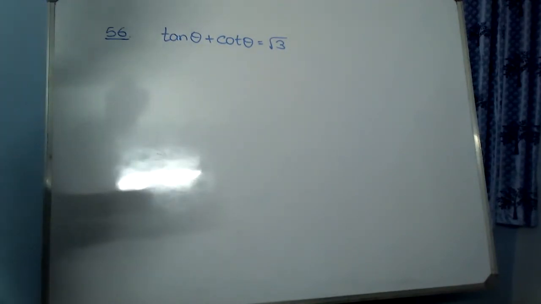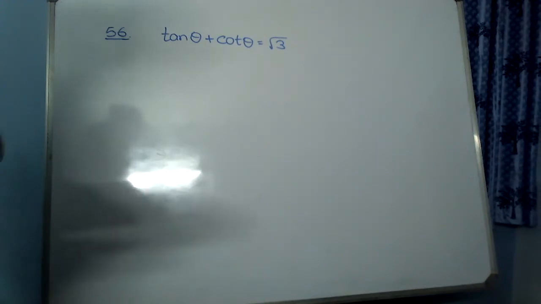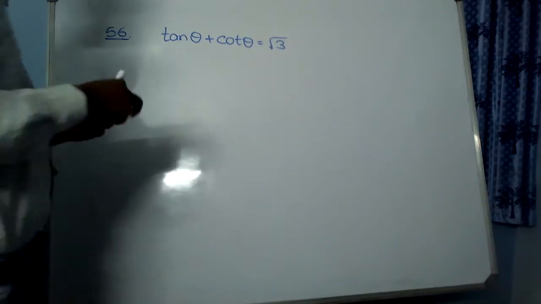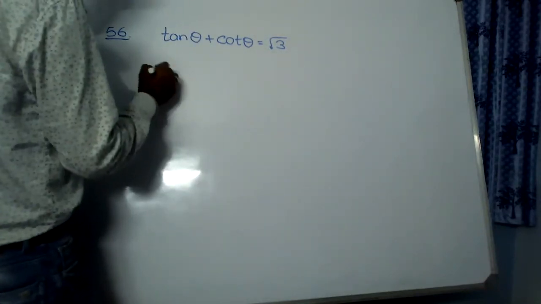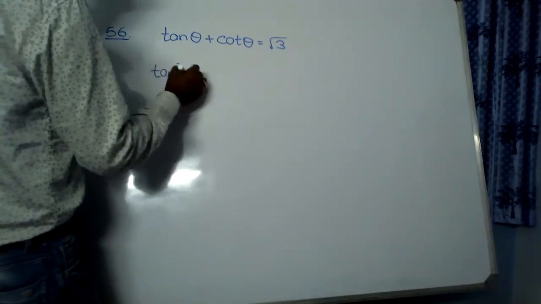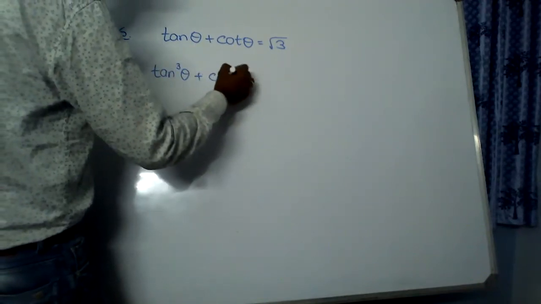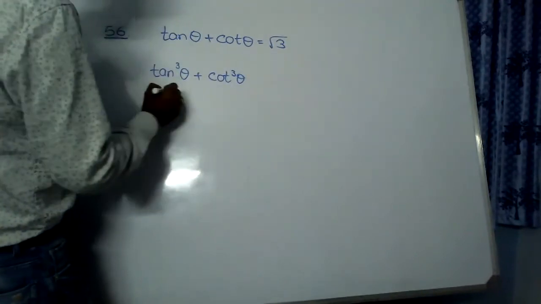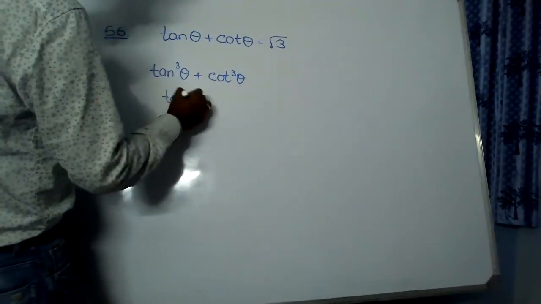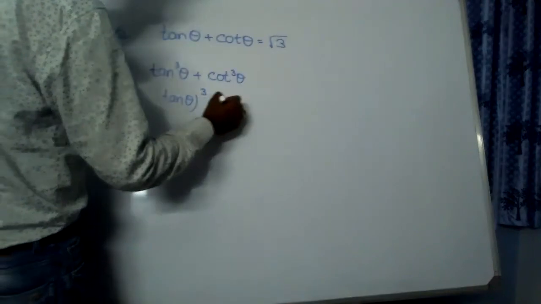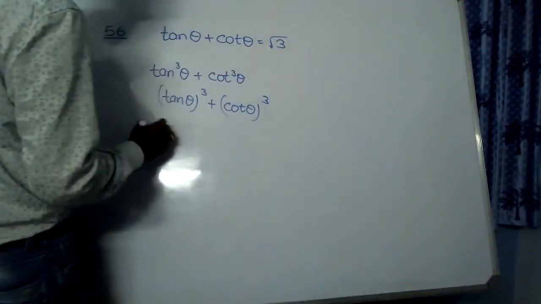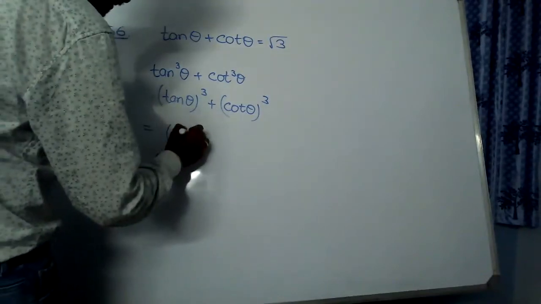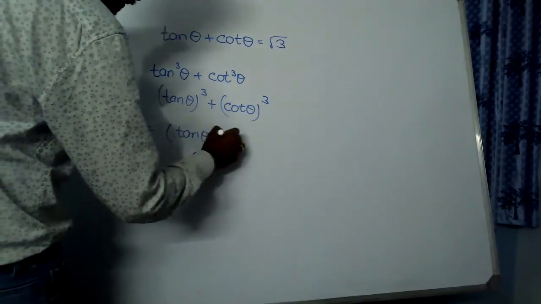So okay, this question, right? And what are they asking? Tan cube theta plus cot cube theta. So tan cube theta plus cot cube theta, I can write it as tan theta cubed plus cot theta cubed. A cube plus B cube formula. What does the formula say? It says A plus B.